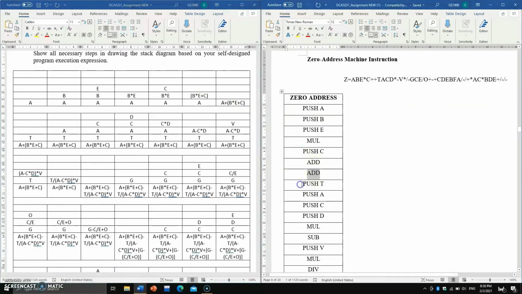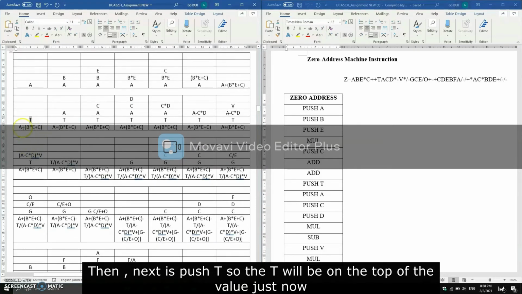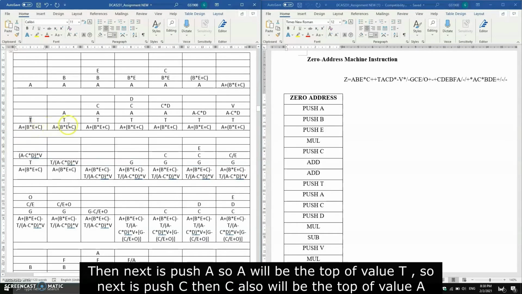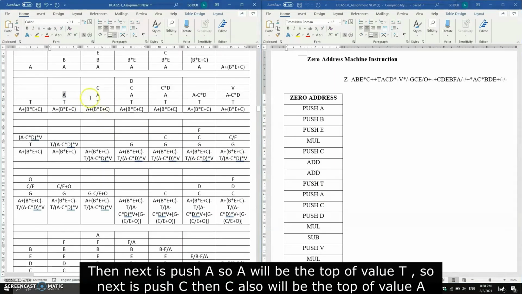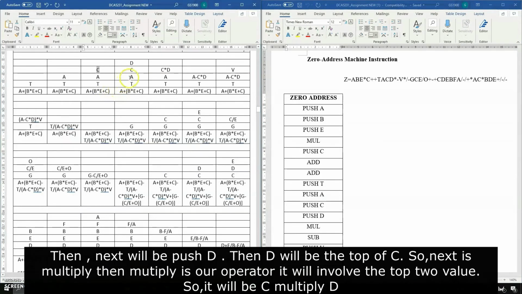Then next is push T. So the T will be on the top of the value just now. Then next is push A. So A will be on the top of value T. So next is push C. Then C will also be on the top of value A. Then next will be push D. Then D will be on the top of value C.